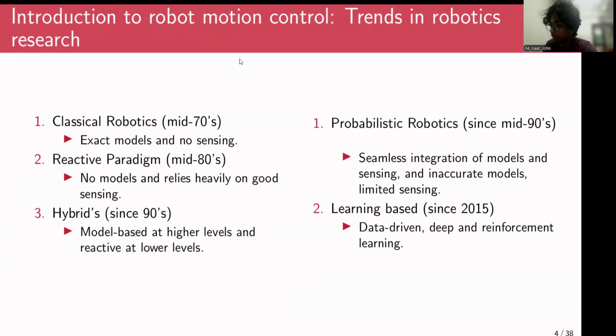And then from the mid 90s onwards, we would be using model-based control at higher levels and reactive control at lower levels. Maybe at the manipulator level, we would be using the model-based control. And at the lower levels, maybe at the sensors, we would be using the reactive scheme, which is purely based on sensor feedback. And then from the mid 90s onwards, with the advent of more computational power, we would be using a probabilistic approach, where we would be integrating models and sensing.